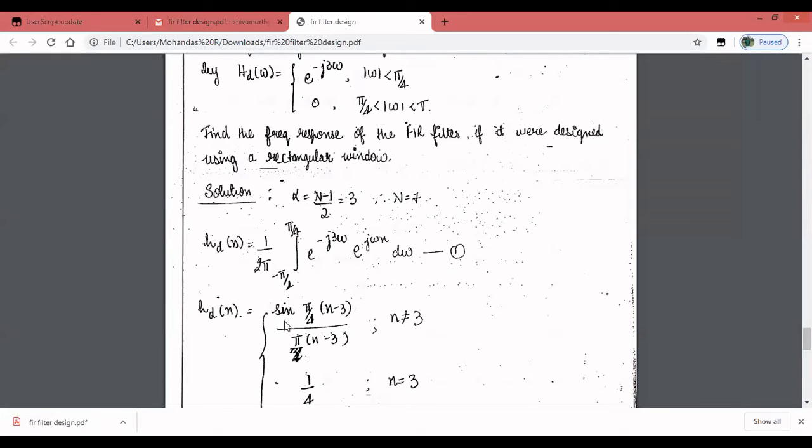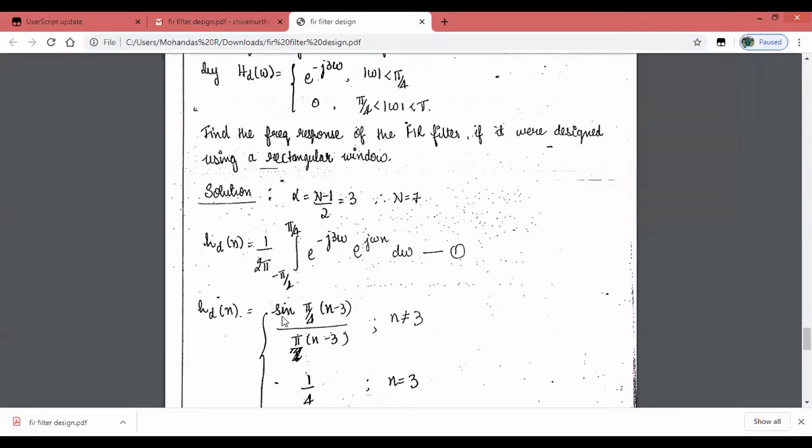So what will happen? It will become sine of omega c, where omega c is equal to pi by 4. So it is pi by 4 into (n minus alpha), and alpha is equal to 3. So it will become sine of pi by 4 into (n minus alpha) divided by pi into (n minus alpha). We know that hd of n is given by sine of omega c into (n minus alpha) divided by pi into (n minus alpha) for n not equal to alpha, and for n equal to alpha, it will become just omega c by pi itself.